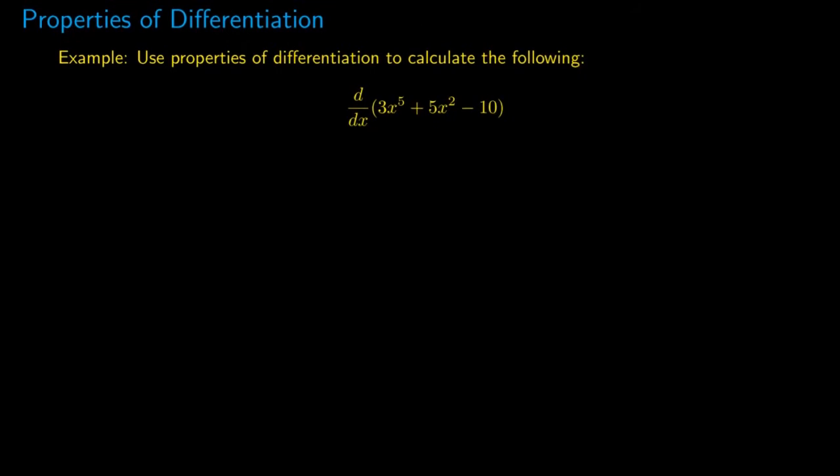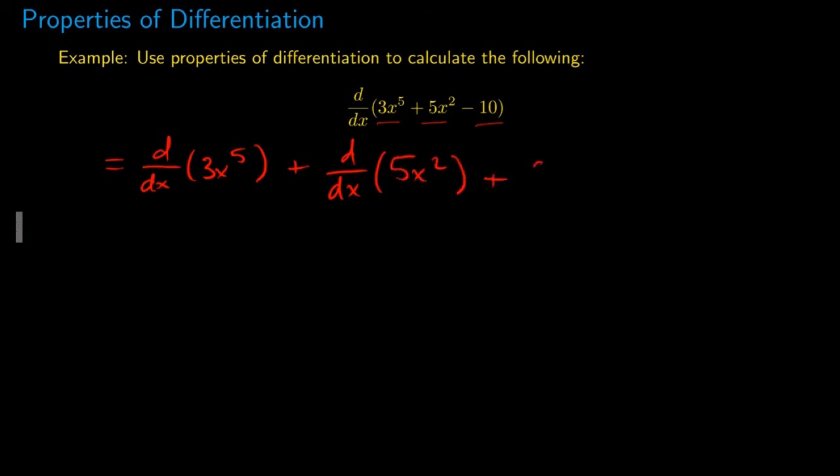So let's attempt to use these properties to differentiate here. We want to find the derivative of 3x to the 5th plus 5x squared minus 10. So the first thing we're going to do is notice that we kind of have 3 different terms in here. And the sum property tells us that we can pull these apart and take the derivatives of the terms separately and then add them together. So this is equal to the derivative of 3x to the 5th plus the derivative of 5x squared plus the derivative of negative 10.